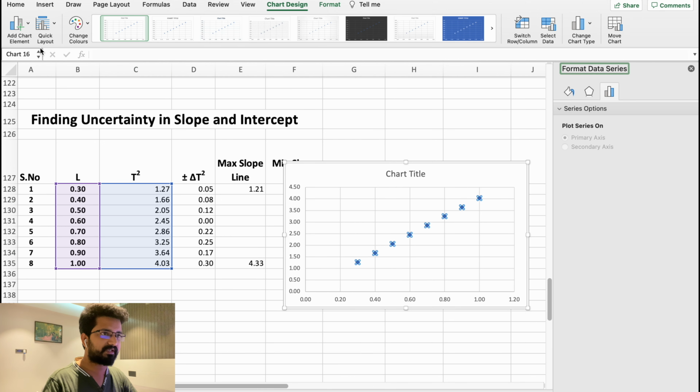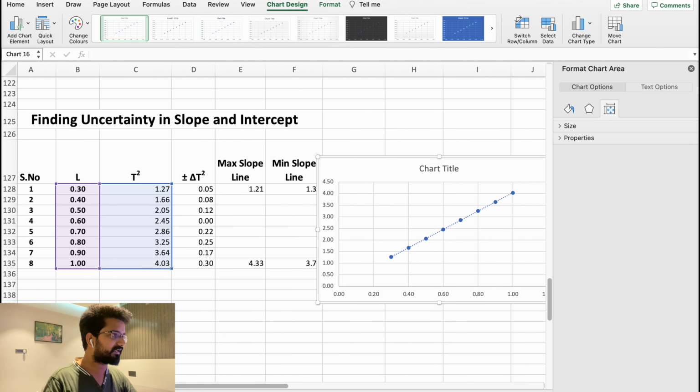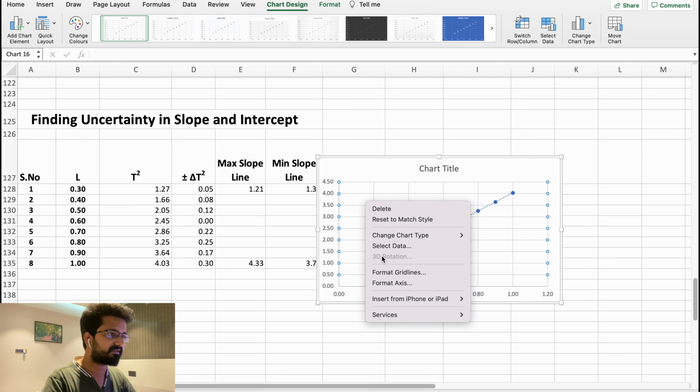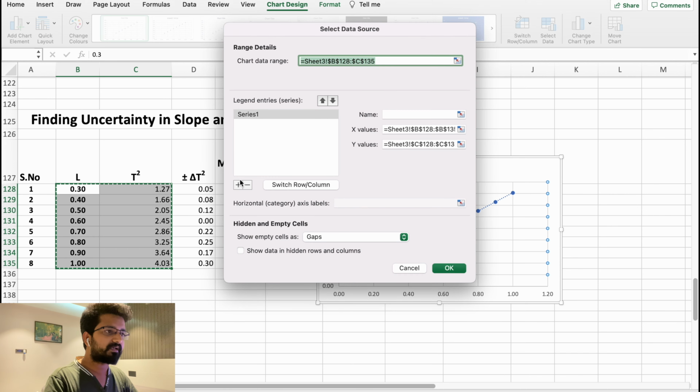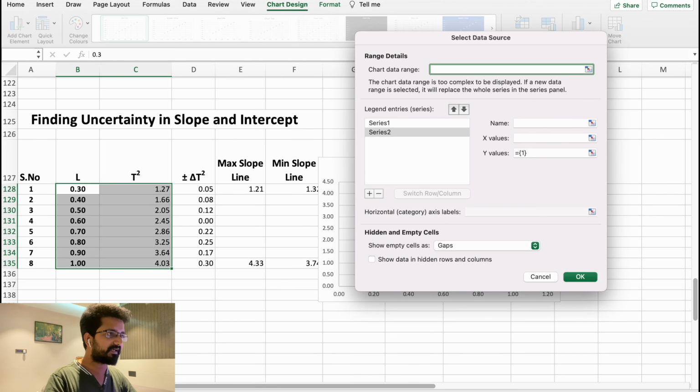Let me include the trend line: add chart element, trend line, linear. So the blue line is basically my line of best fit. Let me include the maximum slope line. For that, I need to come to the graph, right click, click on select data, click on plus, and then go ahead and select the x values over here.